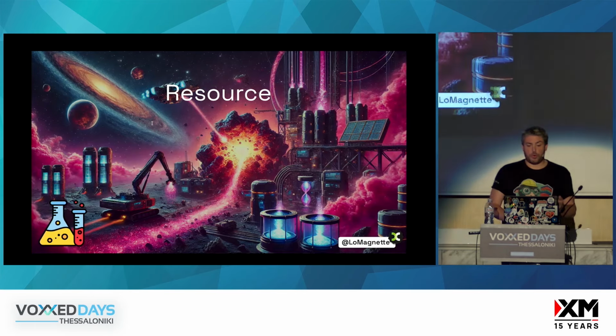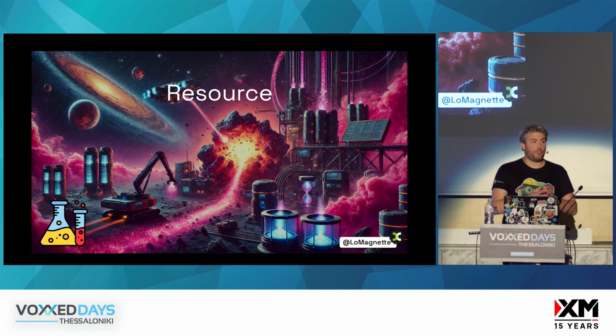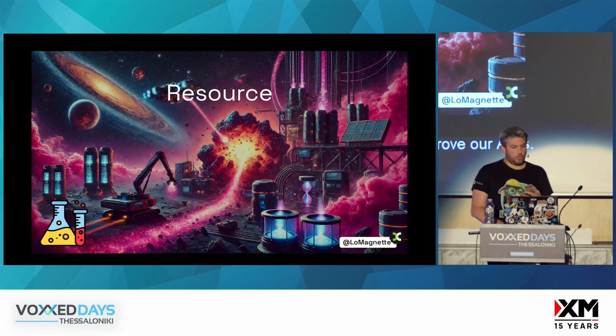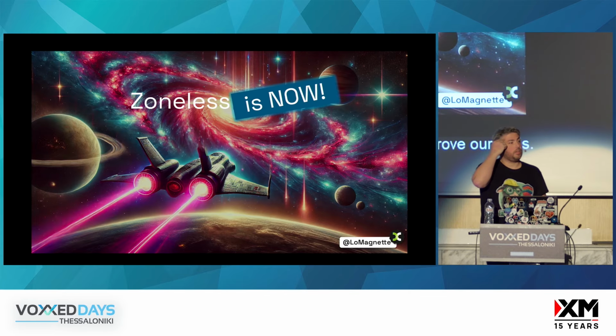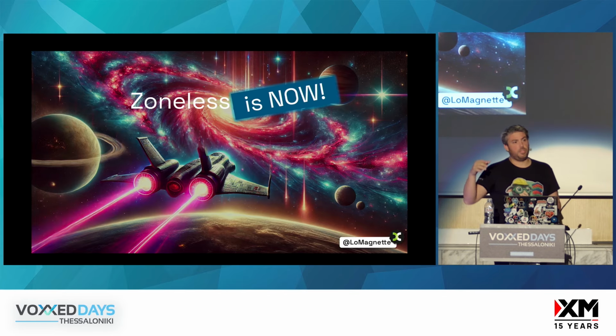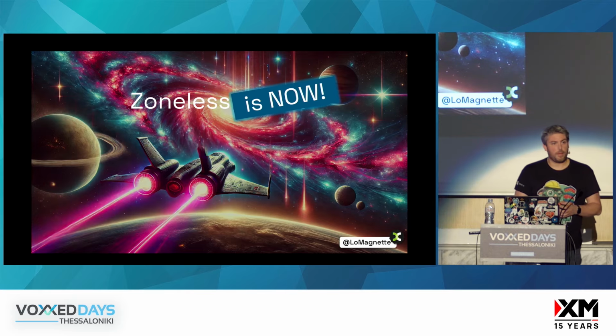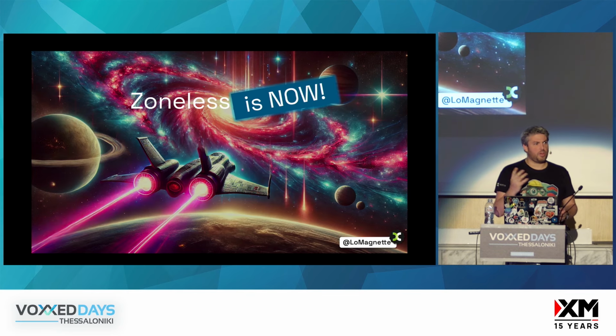But we have already a lot of things here that we can use to improve our APIs. But one goal was to go zoneless. And at the beginning of the year, I was saying, yeah, zoneless is the future. In fact, it's not the case anymore, because with Angular 20.2, I think, zoneless became just a feature of Angular. It's not experimental, it's there to stay. So let's check it.